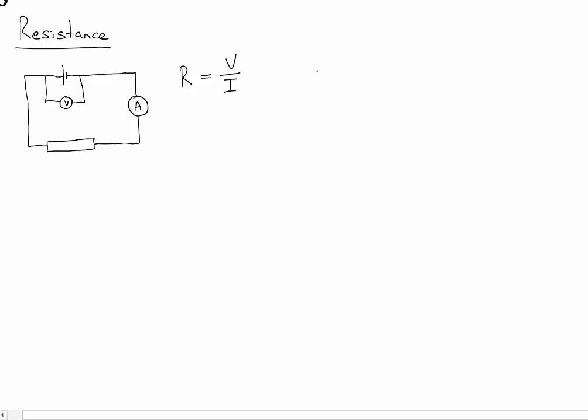The units of resistance, if you look at the units there, would be volts per amp, or we call them ohms, and that's the symbol there, ohms. This relationship here is known as Ohm's Law, and that's the relationship between the voltage and the current flowing through a load or a resistor.